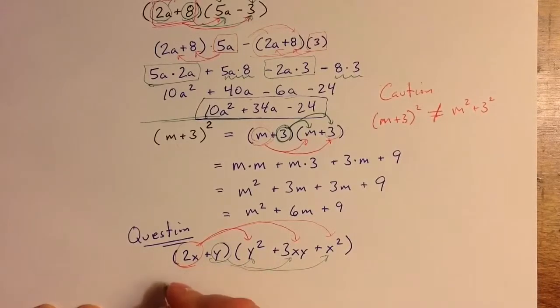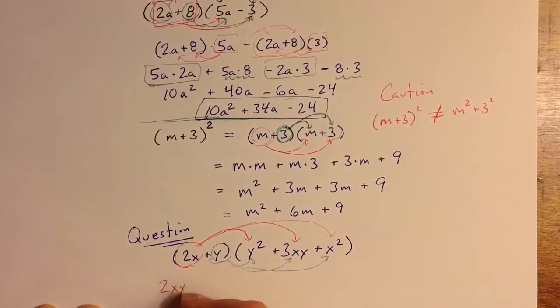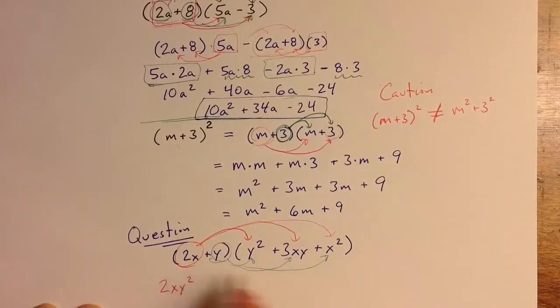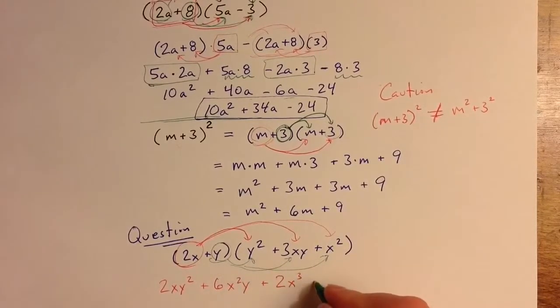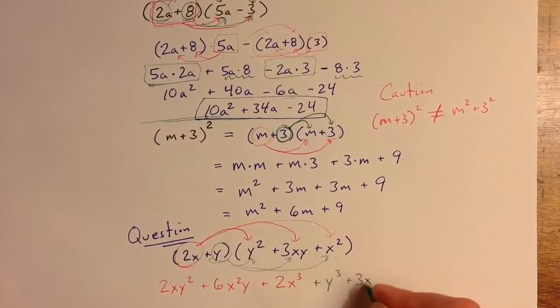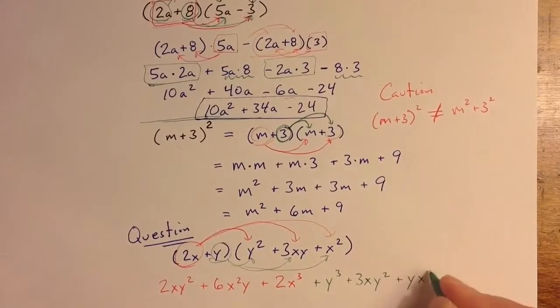So 2x times y squared, that'll be 2xy squared. 2x times 3x times y, that'll be 6x squared times y. And 2x times x squared will be 2x cubed. Working with y, if I take y times y squared, I get y cubed. y times 3 times x times y, I get 3x times y squared. And finally, y times x squared is just going to be y x squared.